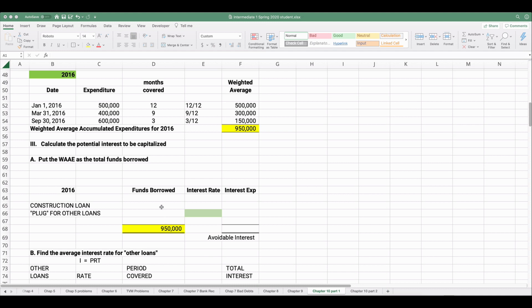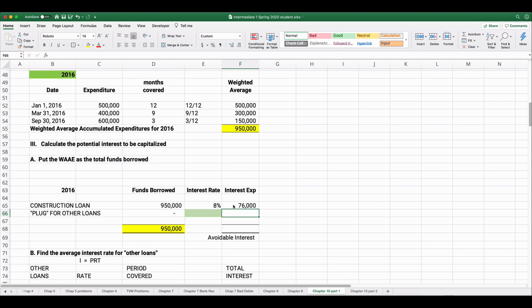the 950,000. So we're going to take the 950,000, we're going to just drop it here, and there's no more left for other loans. So we don't need any other money for other loans. Now we know the interest rate. The interest rate for the construction loan is 8%. So I can take 950,000 because it's already principal times the time, and just multiply times the rate, and we'll get 950,000 times the 8%.